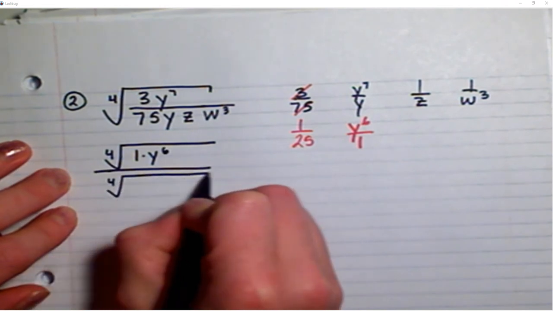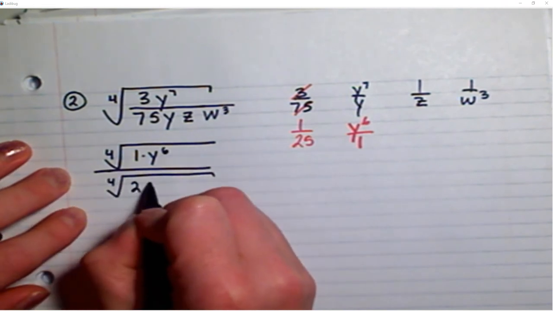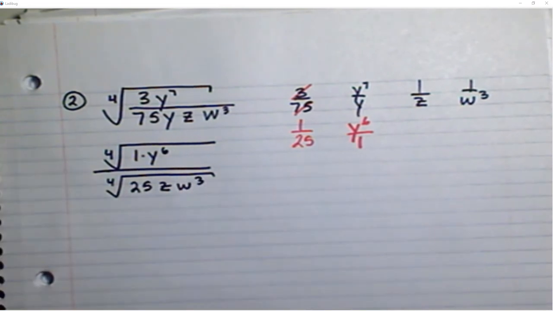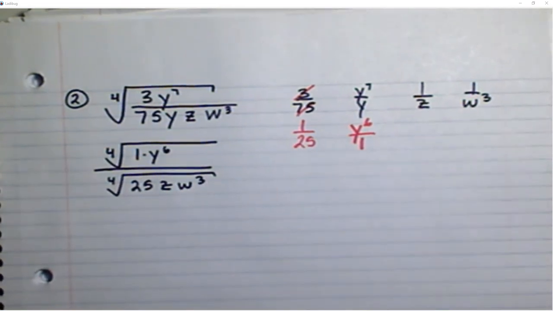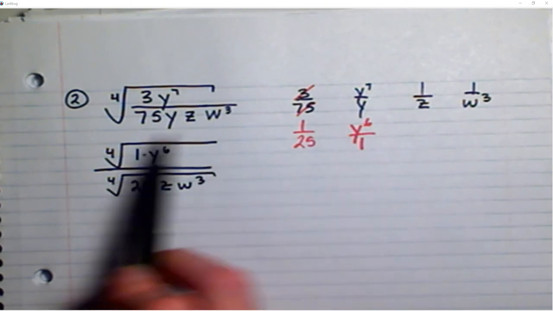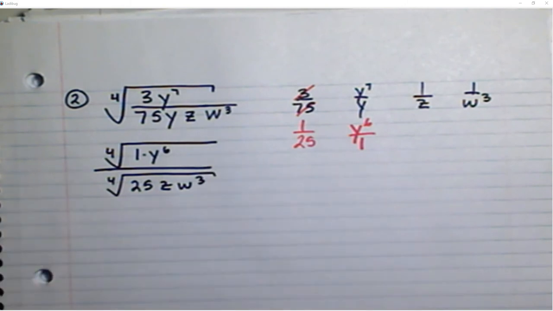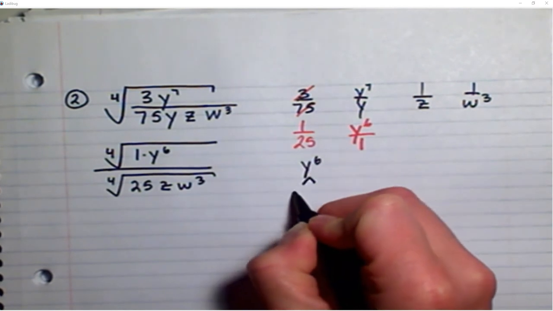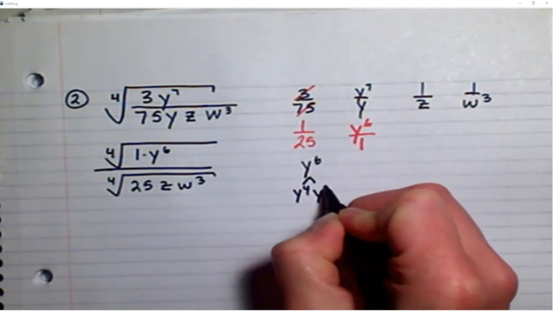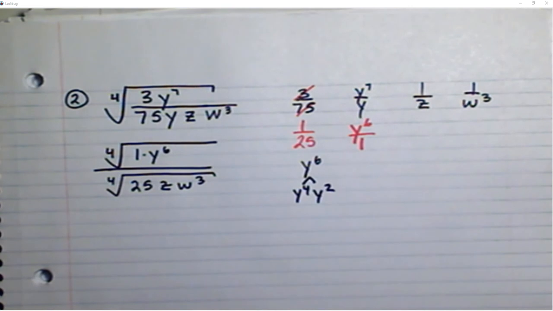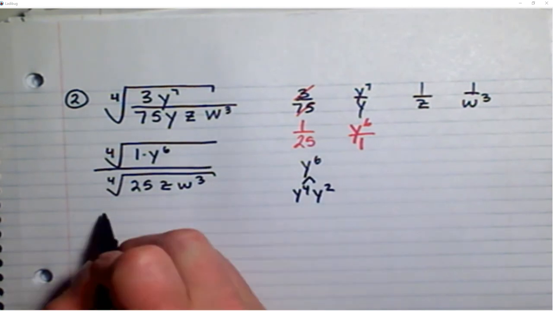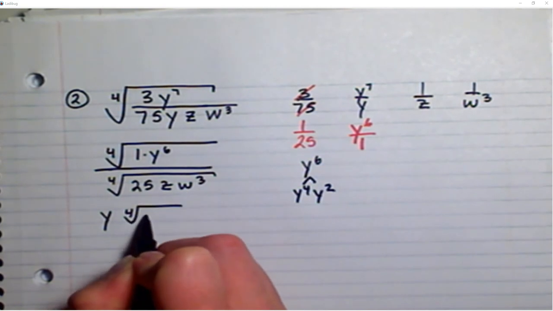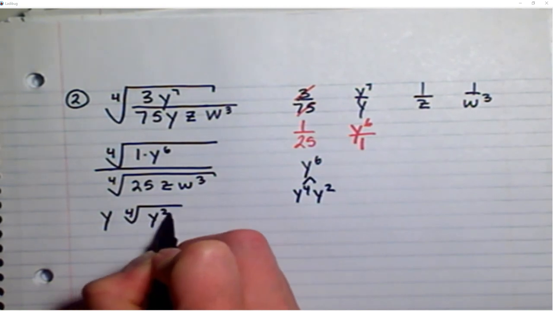And the fourth root of 25zw cubed. All right. Now, I don't have any perfect... Ooh, there it is. I do see one. Okay, so y to the 6th is y fourth times y squared. So I am going to take that root out. All right, so we get y times the fourth root of y squared.